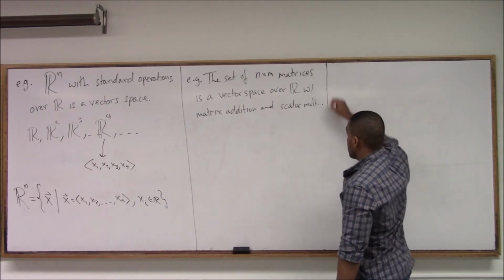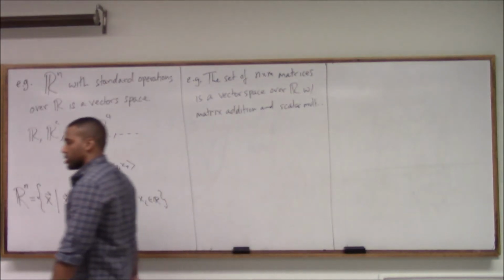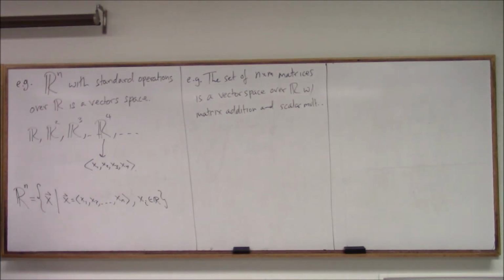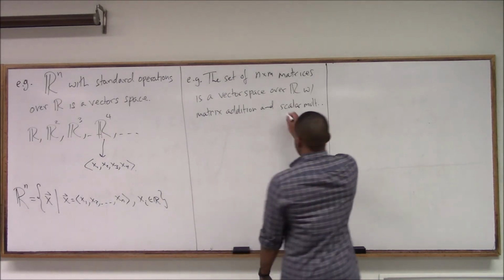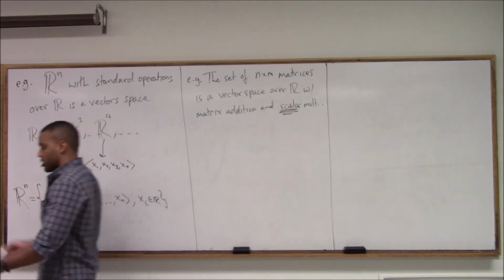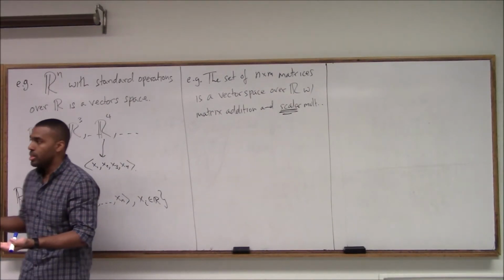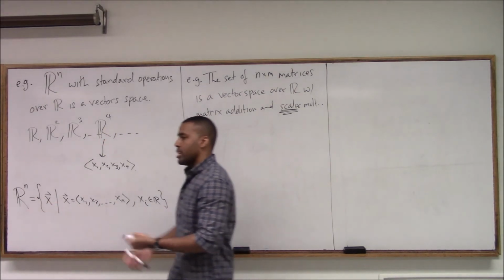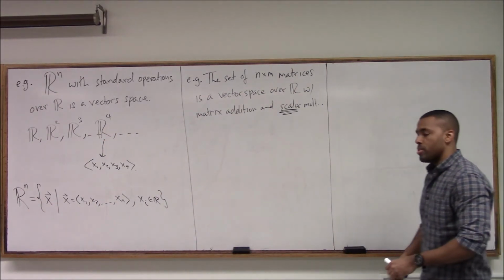So I can say the set of all 2 by 3 matrices is a vector space with matrix addition and matrix scalar multiplication. Right? And yes, scalar multiplication, not matrix multiplication. Notice that in my definition of a vector space, I do not know what it means to multiply two vectors. I only know what it means to add two vectors and what it means to multiply a scalar by a vector. Notice that multiplication between vectors is not defined.